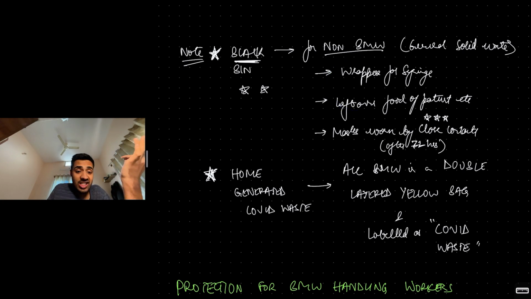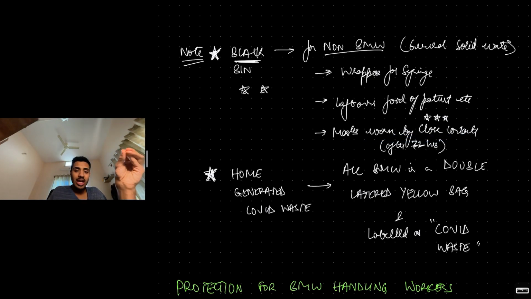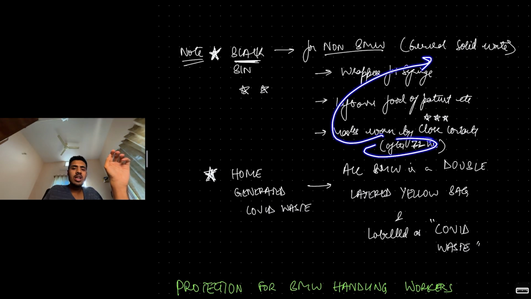Masks worn by close contacts. If there is a close contact of, let's say, a COVID patient, then should that close contact's mask also be considered as biomedical waste? No. Depends. If you observe that close contact for a period of 72 hours, no symptoms, no development of disease, then it is general solid waste in the black bin.